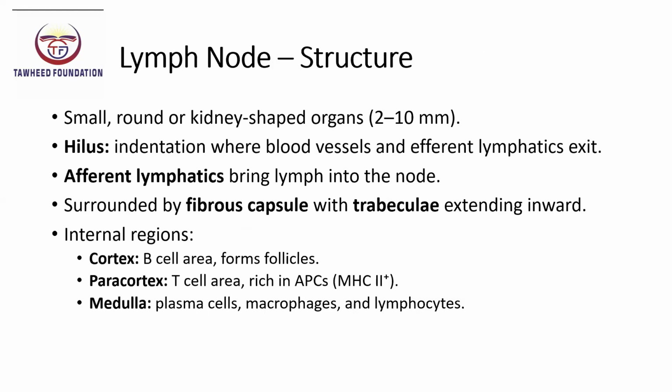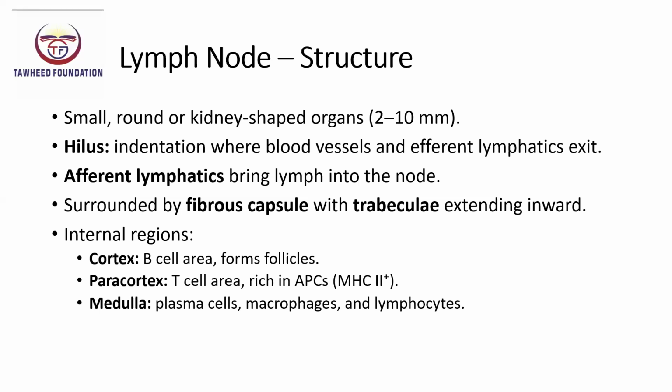Next is lymph node structure. Lymph nodes are small bean-shaped structures ranging from 2 to 10 mm in size. They are encapsulated by fibrous connective tissue that extends inward as trabeculae. Lymph enters via afferent lymphatic vessels and exits through efferent lymphatics at the hilus, where blood vessels also pass.